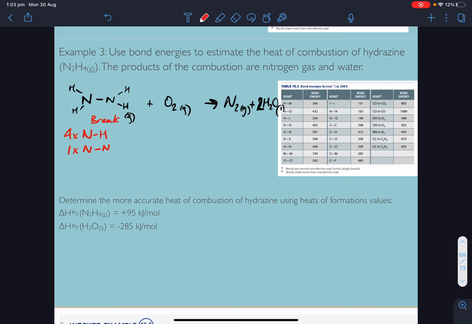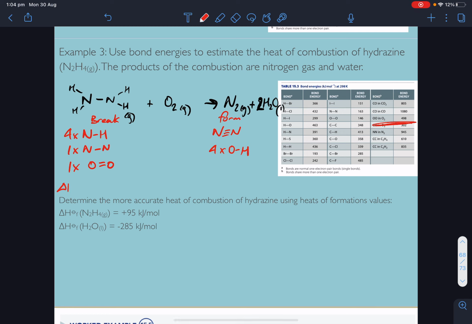Have we got the value for that? We might not have the value for that. Oh no, it's there. Good. And 1 times that O2 bond, which is a double bond. Oh, look, they've got it over here too. And here we're forming an N triple bond with the N2. And in the two waters, we're forming 4 OH bonds.